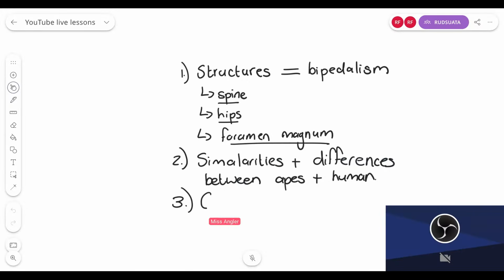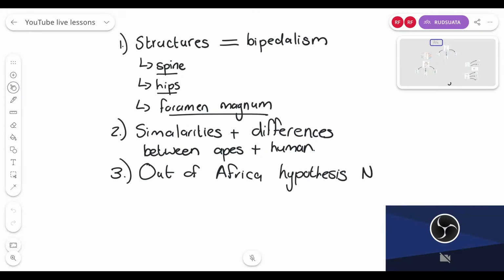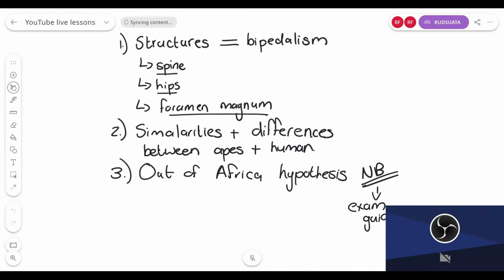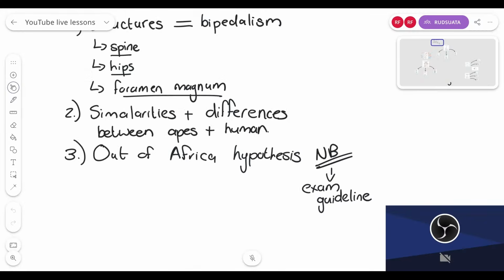The next thing I would know is the out of Africa hypothesis. And I would know that, very important, everybody, from the exam guideline only. The exam guideline only. I would not use any of your textbooks whatsoever. Okay, I would use just the guideline to explain that.